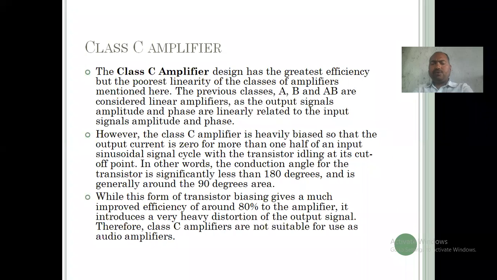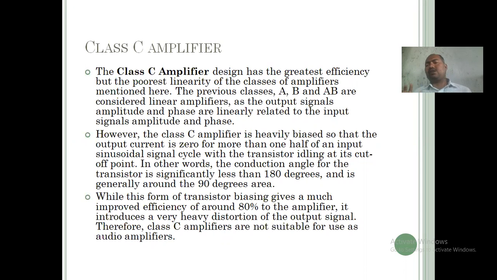We also have another reason for not using the class C type of amplifier. With the class AB type of amplifier, during a small period of time it is not working, so during that period we apply the voltage, and so crossover distortion is limited.